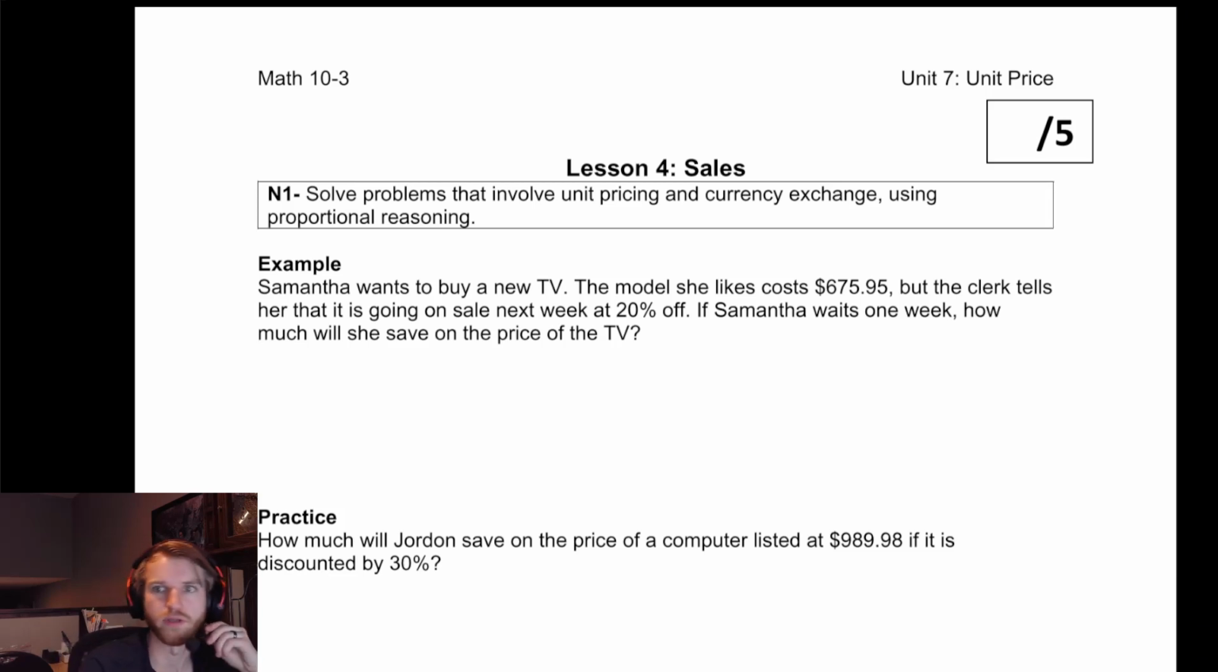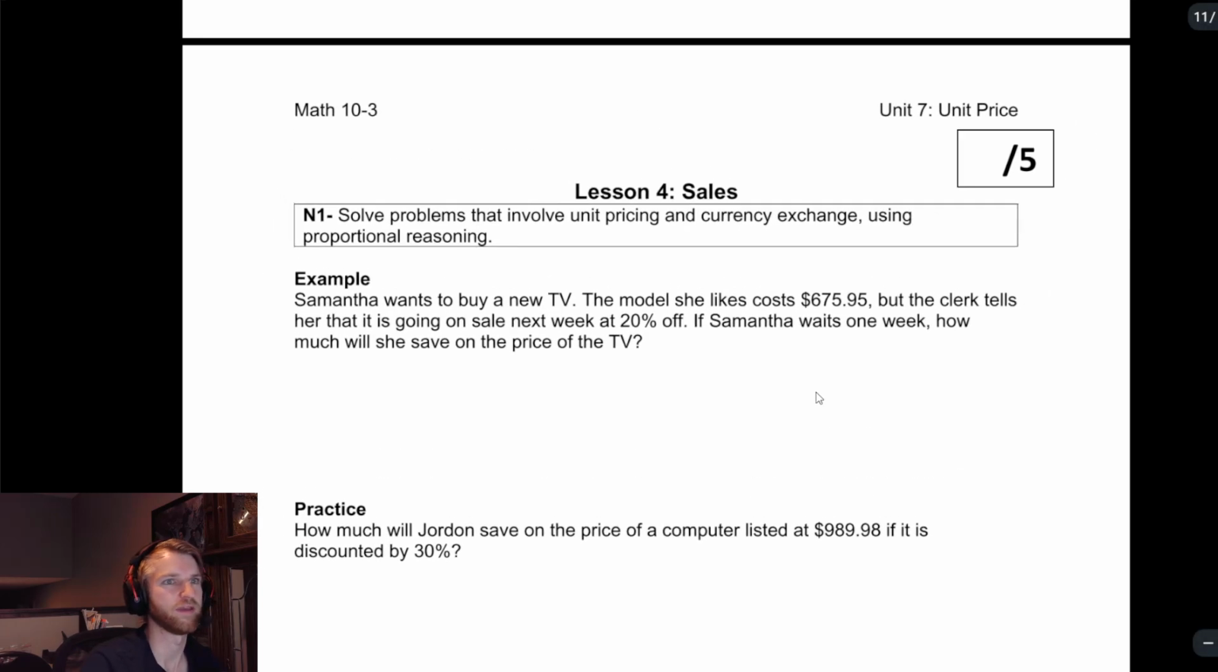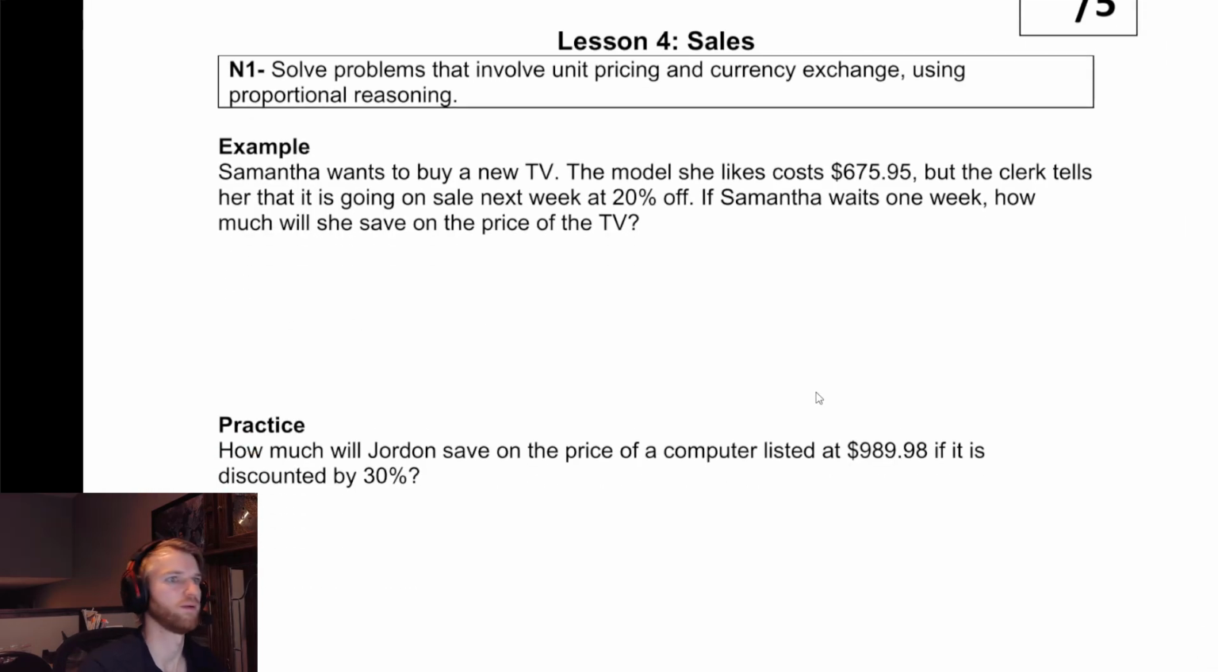This is lesson 4 in our unit price unit, and this is on sale prices. The first question we're going to start off with is very simple, and they do get a little bit more complex as we go, but a lot of this is very real life, very common sense, so you should have a pretty good feel for whether the answers feel right or not. Just make sure you're reading the question, because it can be easy to get confused about what the question is actually asking if you are just skimming it. So the first example says Samantha wants to buy a new TV.